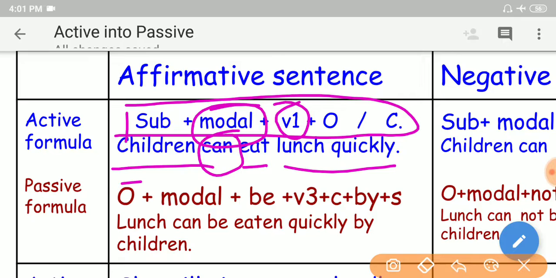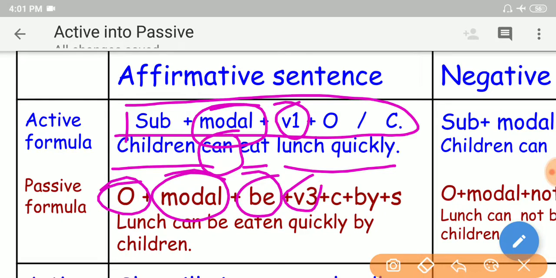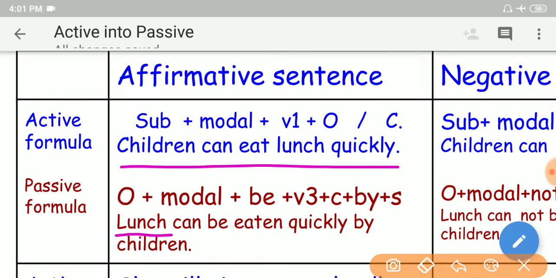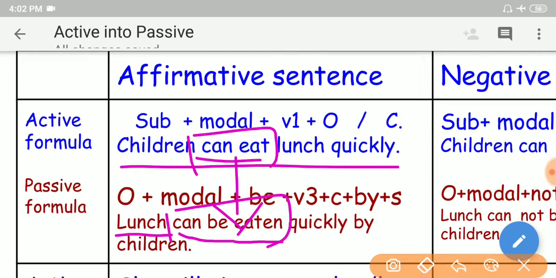First, the object should be used, then the modal should be used. Again, a to be verb must be there to frame the passive sentence, plus V3 plus complement, if it is there, then by plus subject. So just you can see, my dear friends. Children can eat lunch quickly. Lunch can be eaten. Can eat changes into can be eaten. If you keep this in your mind, that is okay, my dear friends.